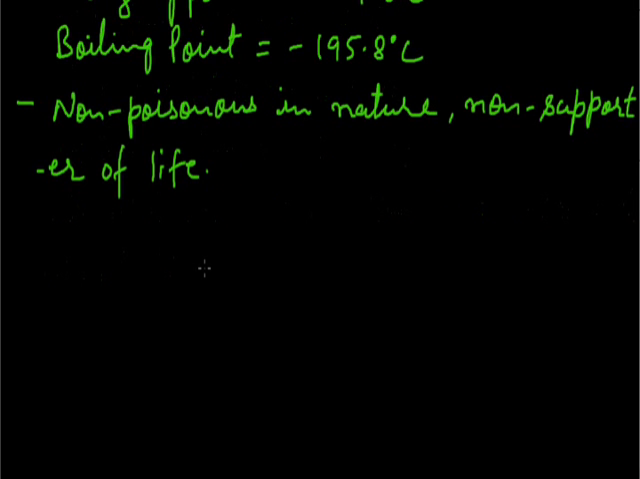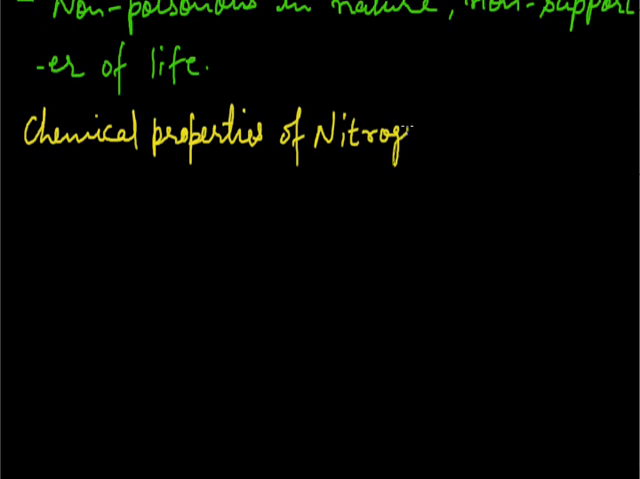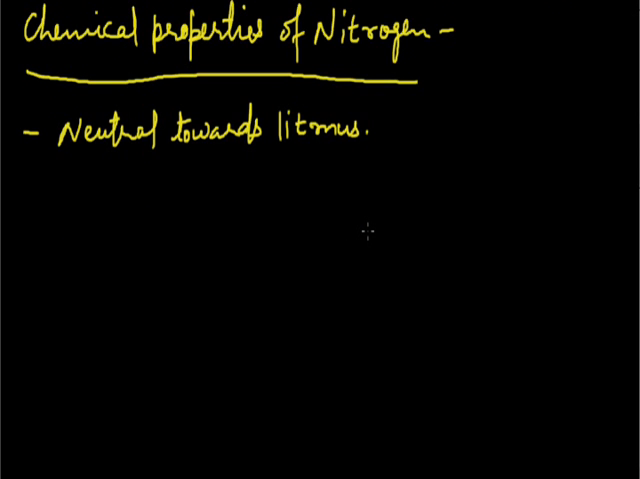Now some chemical properties of nitrogen. Now its action towards litmus. No action towards litmus solution. It is neither acidic nor basic. Nitrogen is neither a combustible gas nor does it support combustion.